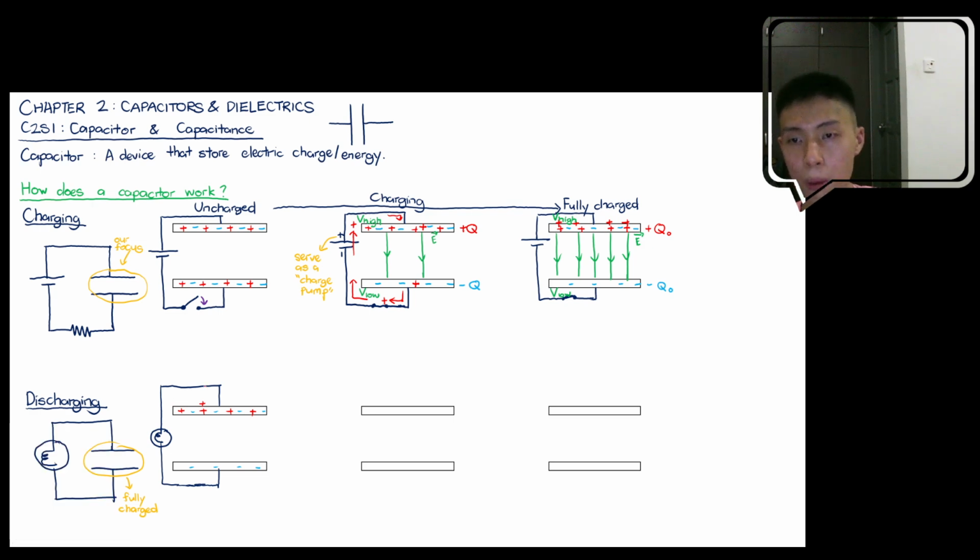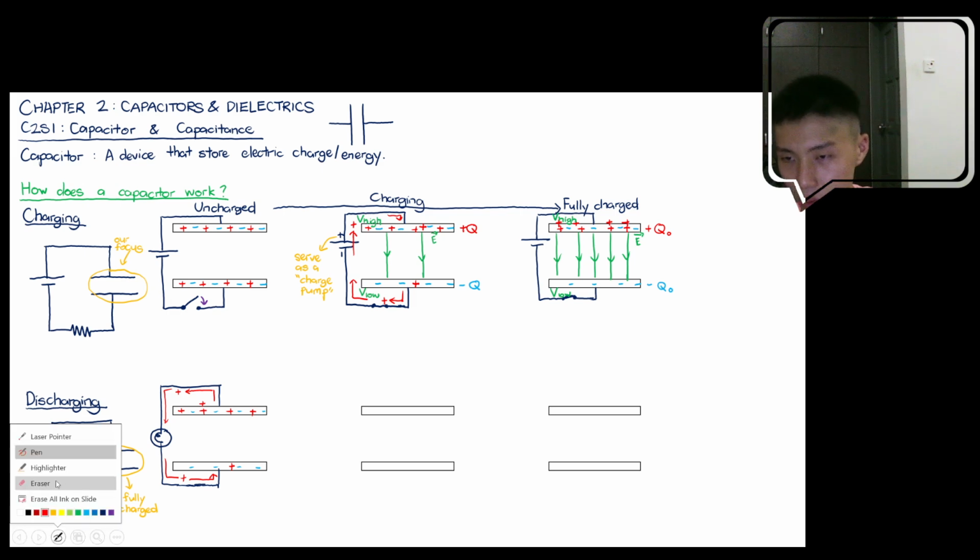There's no more pump forcing it at the upper plate. So right now what will happen is they will want to return back to the lower plate. So you see some positive charges moving. There's some accumulated over here already. So this process of discharging will happen only when you start to connect it to a certain load.